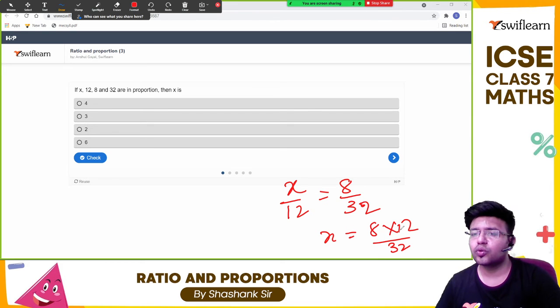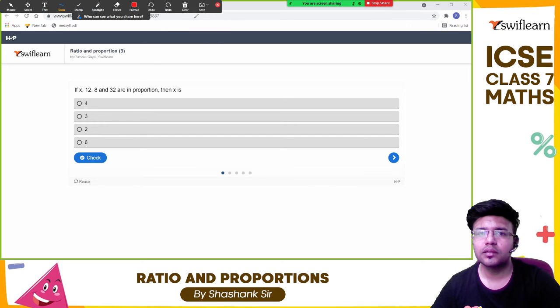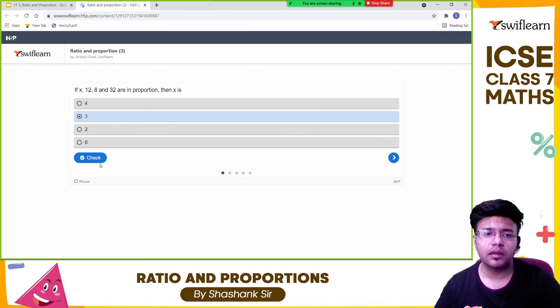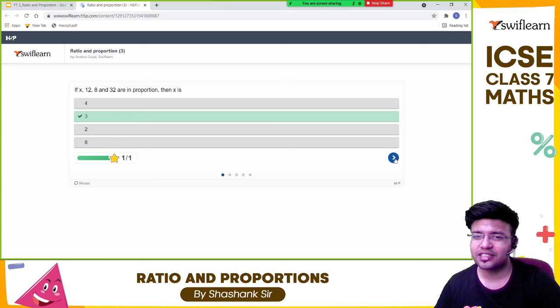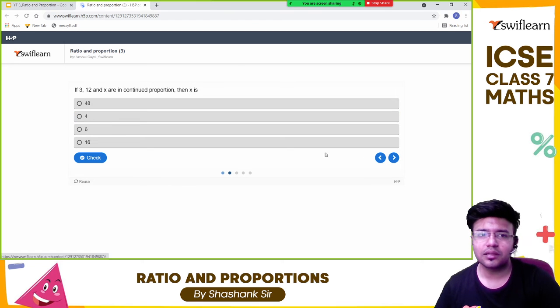Okay, so 4 twos are 8, 4 eights are 32. Okay, let me do this again. 4 threes are 12, 4 eights are 32, 8 ones are 8. So x is equal to 3. Yes, this is the right answer.